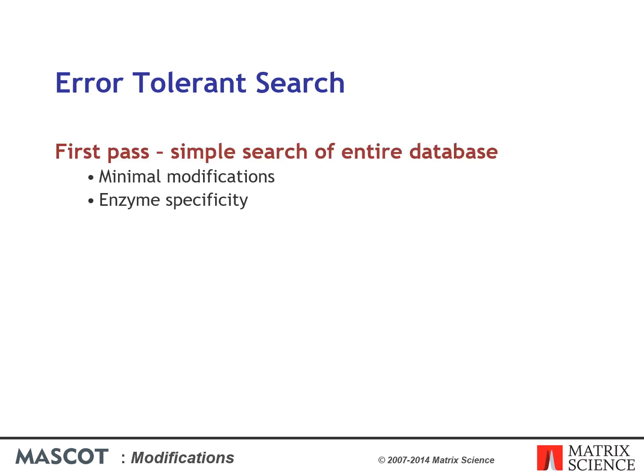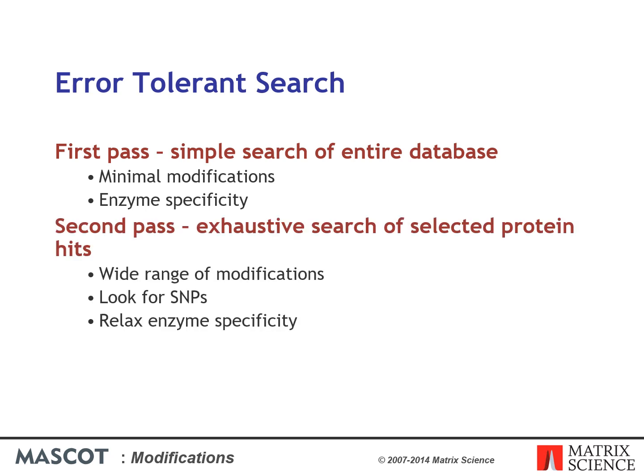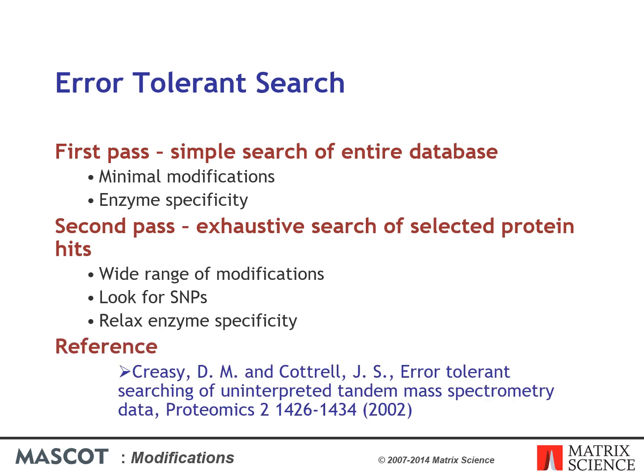The first pass search is a simple search of the entire database with minimal modifications. The protein hits found in the first pass search are then selected for an exhaustive second pass search. During this second pass search, we can look for all the possible modifications, sequence variants, and non-specific cleavage products. Because only a handful of entries are being searched, search time is not an issue.